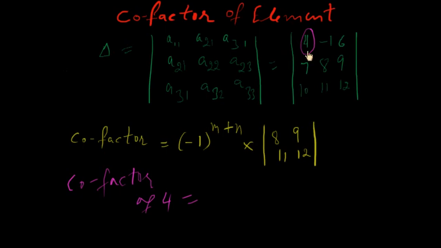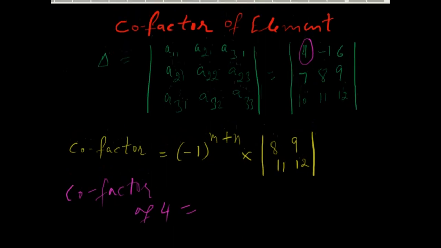Suppose we are calculating the cofactor of 4. So leave this row and leave this column, and you write minus 1 here with the power of the row number plus the column number. It means this is the first row and this is the first column, and multiply with the determinant of this submatrix.